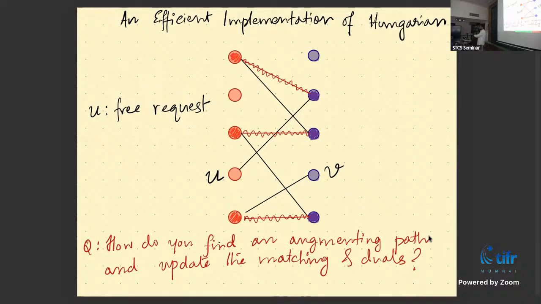But the point is, I cannot blindly find an augmenting path. In fact, as Raghuvansh pointed out, because it's a complete graph, one augmenting path is trivial. You can always use the direct edge that exists between U and V, which I'm not showing here, but it does exist. The problem is we have to worry about costs now.